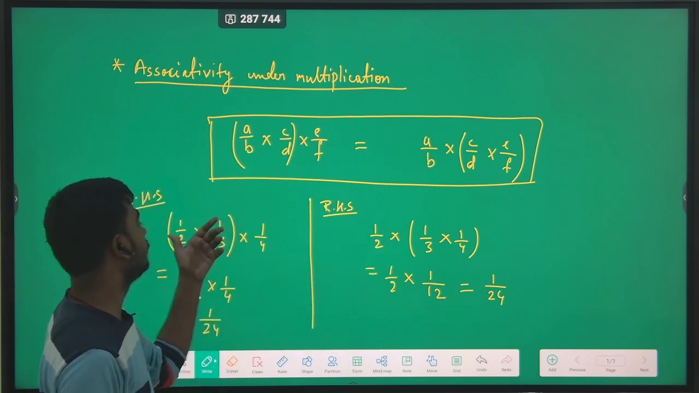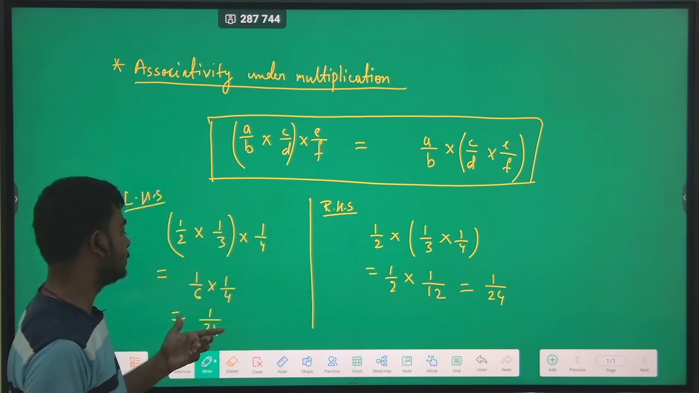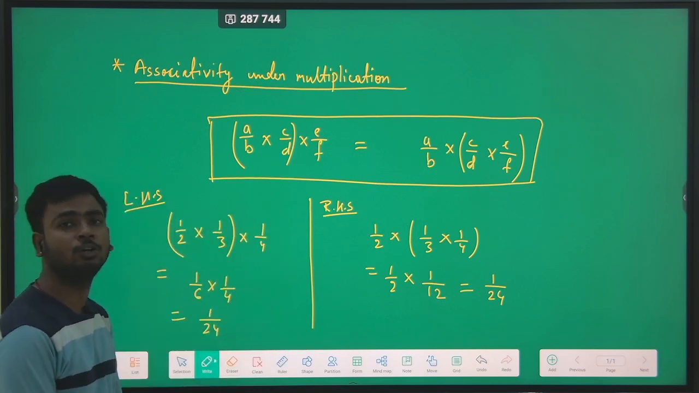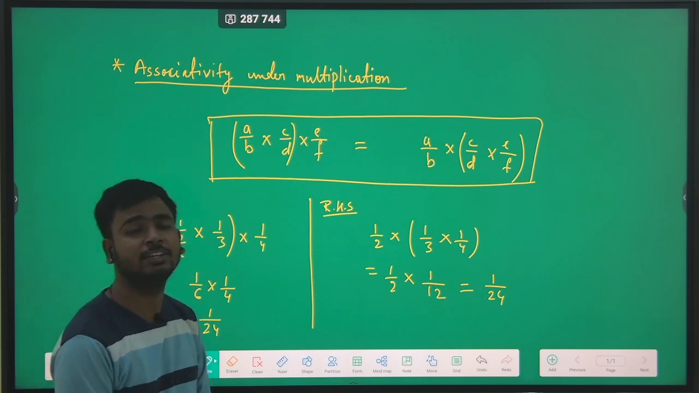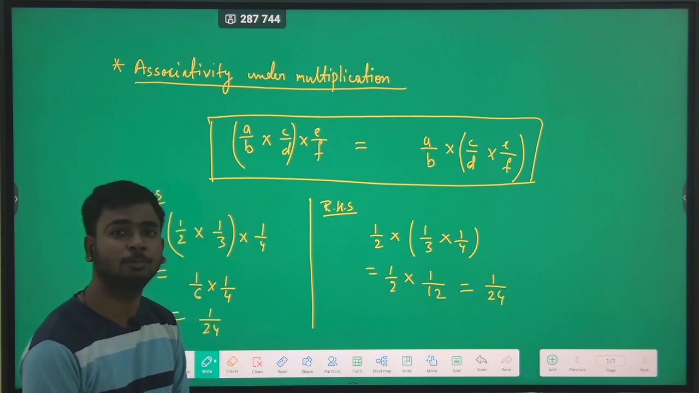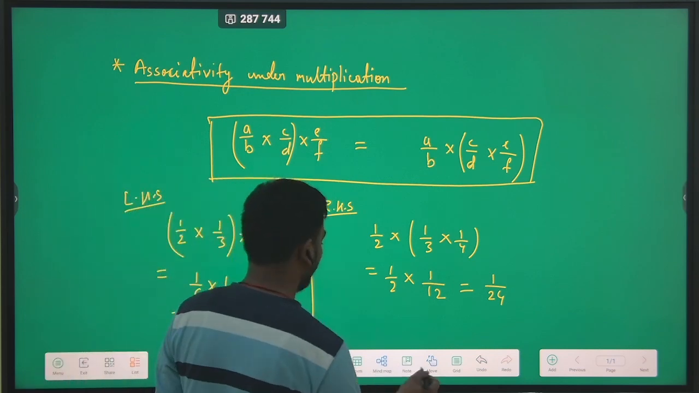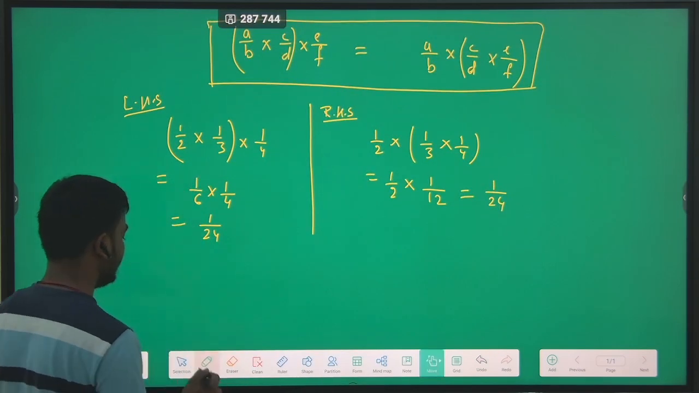Similarly, if we take some more three rational numbers again and again, we will see this property is always followed. The LHS will always be equal to RHS. So we can say that associativity is followed by rational numbers under multiplication. So what is remaining? What has been left till now?